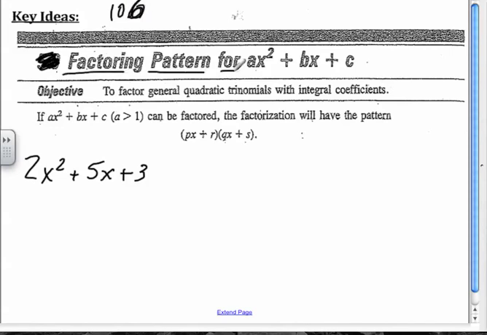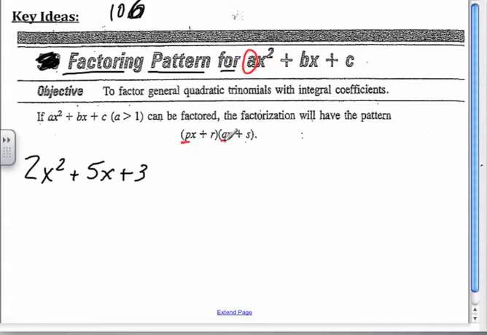Factoring pattern for ax squared. There's something in front of the x squared now. Okay, well, what that means is now it's no longer going to just be x's in the front. We're going to have some numbers in front of that stuff.